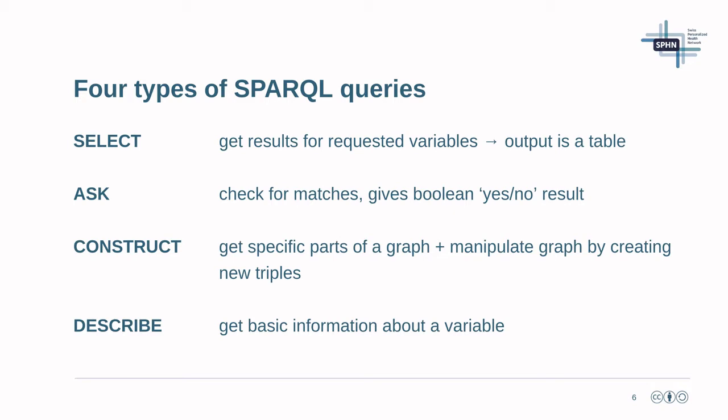The CONSTRUCT type of query retrieves specific parts of a graph, but it also enables you to manipulate the graph by creating additional triples that you would like to add into your data. And finally, the DESCRIBE outputs basic information about a given variable, meaning that it would provide you all the metadata that is connected to it.